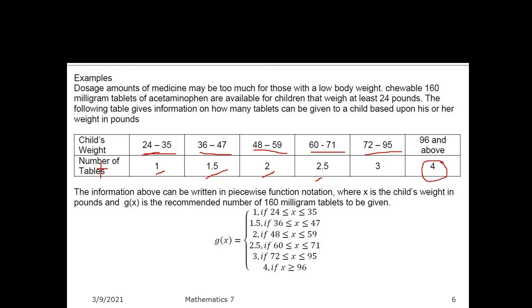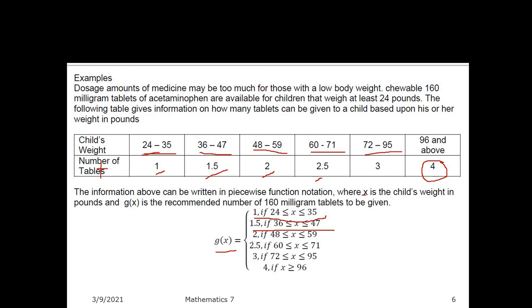So the information above can be written in a piecewise function notation where x is the child's weight in pounds, and g of x is the recommended number of 160 milligram tablets to be given. So we have here g of x. So we write it this way. 1 if from 24 to 35 pounds, 1.5 tablets if your child weighs from 36 to 47.